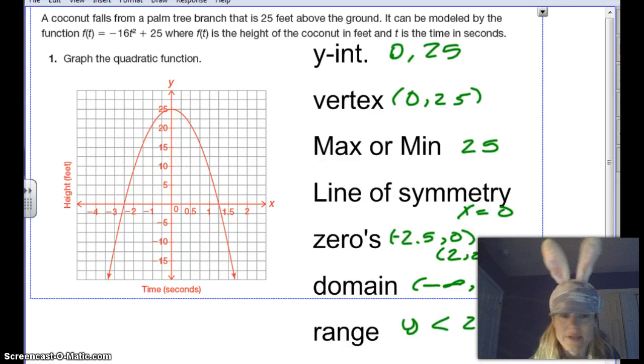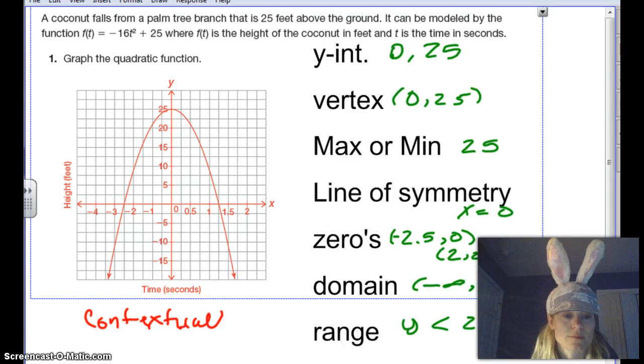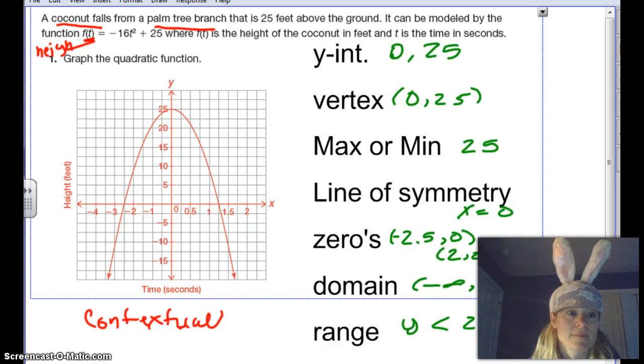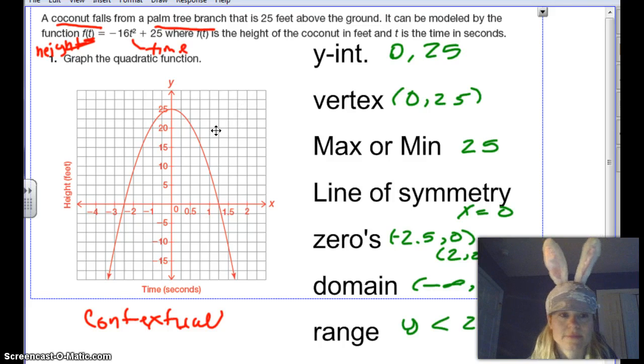Now, when we're talking about contextual, we're talking about the problem situation. So we need to read this problem. We're talking about a coconut and it falls from a palm tree branch that's 25 feet above the ground. It can be modeled by this function. So this is my equation of my parabola, where f of t is the height of the coconut and t is the time. So we know this is the height right here, and now t is the time it takes to go from the tree to the ground.